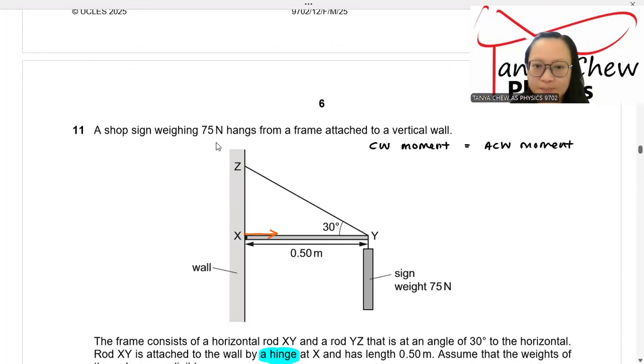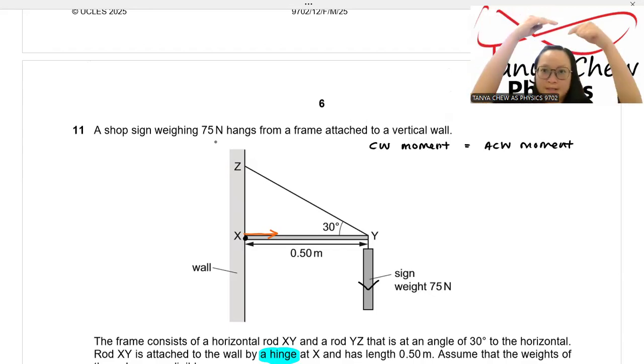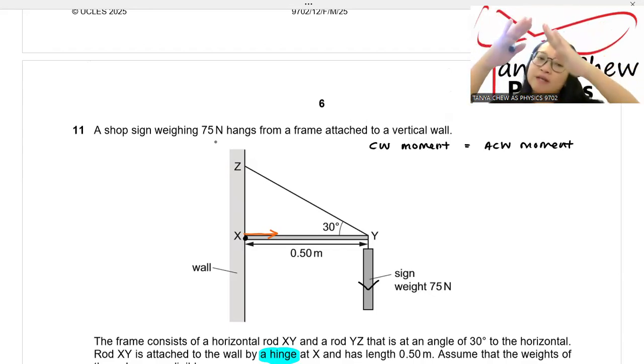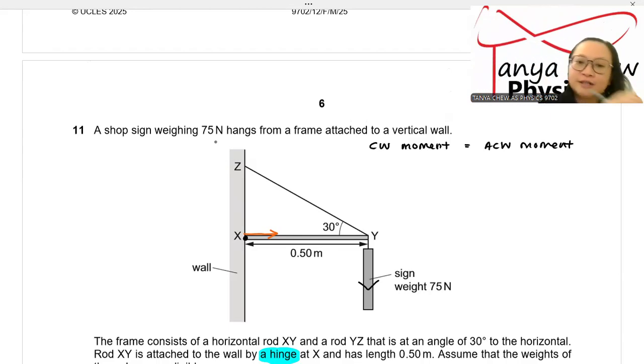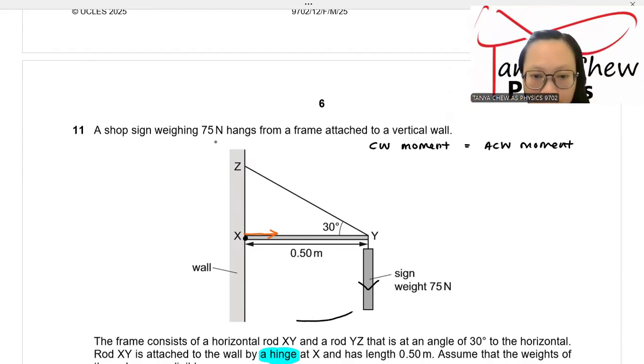Clockwise moment, this is my weight. Weight is acting downwards, remember? Where's the hinge? Hinge is here. This is where my pivot point is. So going down, weight is acting downwards, turning towards the pivot on the left-hand side. When it turns this way, we call it clockwise moment. So for the clockwise moment, you use force multiplied by perpendicular distance, which is 0.5, equal to the anti-clockwise moment. This is the tension.